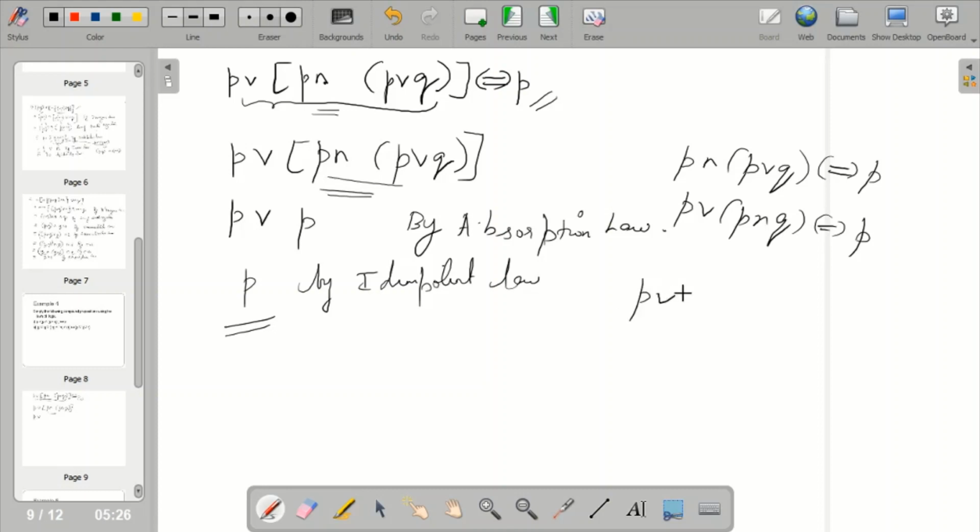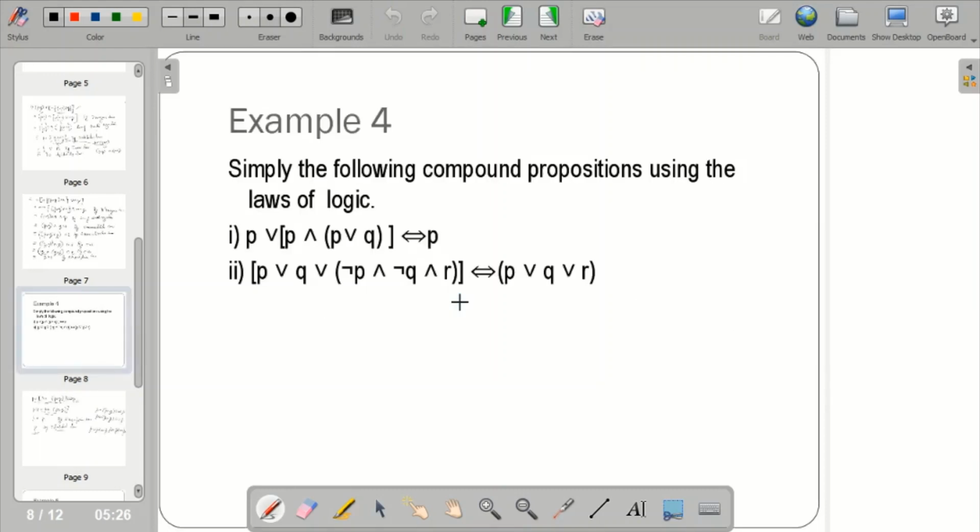Idempotent law is nothing but P or P is always P, P and P is also always P. So this is the concept of idempotent law. If this form is there, you can write directly P by using the idempotent law. Okay, so next problem is regarding P or Q. So let us solve this particular problem.